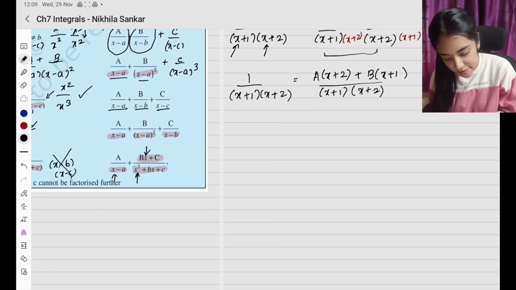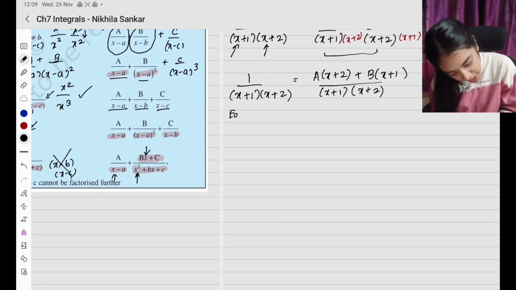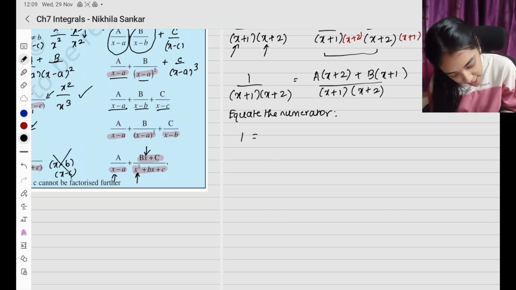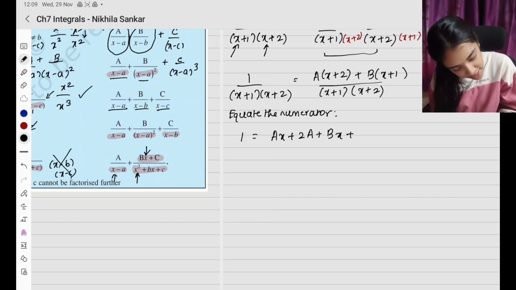Now what do I have? Since the denominators are same, I am going to equate the numerator. So what do I have? 1 equals, I'll multiply inside. So ax plus 2a plus bx plus b.